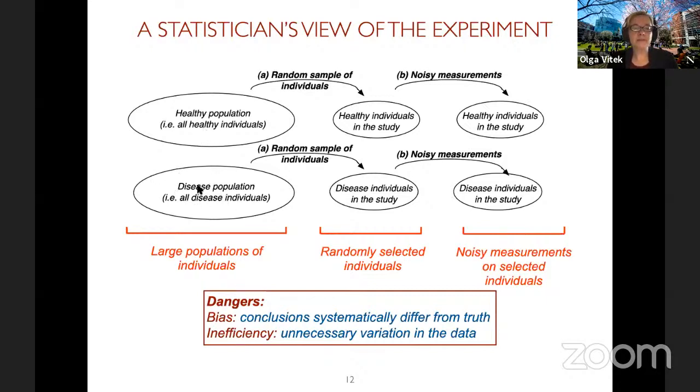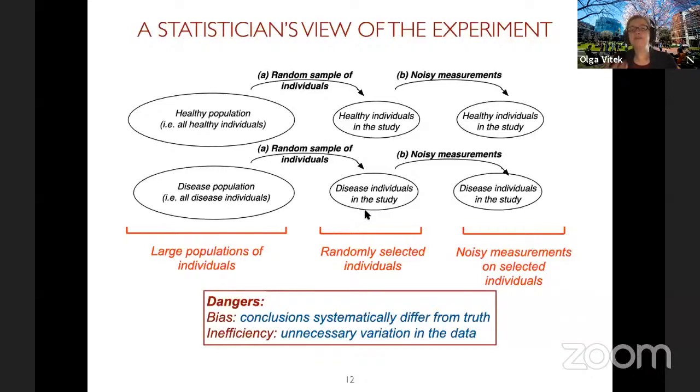For all practical purposes, these populations are infinite, meaning we cannot measure the abundance of proteins in every single subject. So for this reason, we select a subset of these individuals in the study, because we select them randomly. This is the first source of variation. This is biological variation.